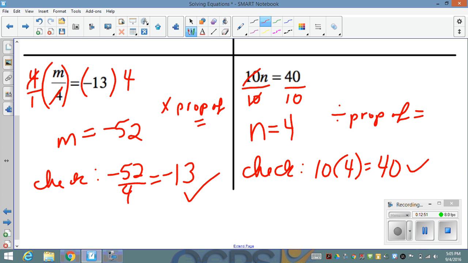Okay, so that is it for our one-step equations. Hopefully I didn't go too fast for you there. Make sure that you rewind and get all of those notes and all of those definitions because they're very important to us. And then we will move on to our multi-step ones once you've mastered these one-step ones.